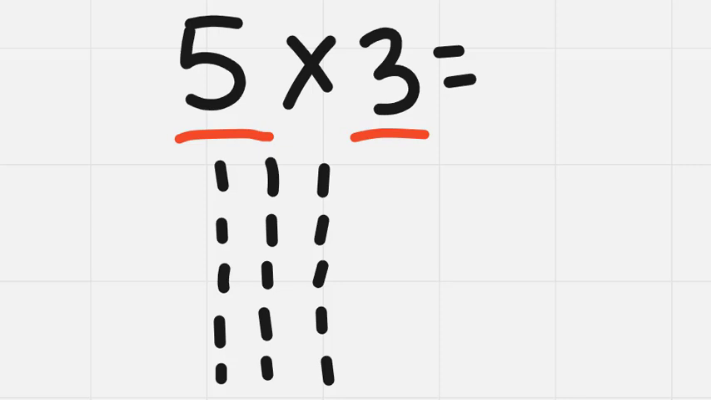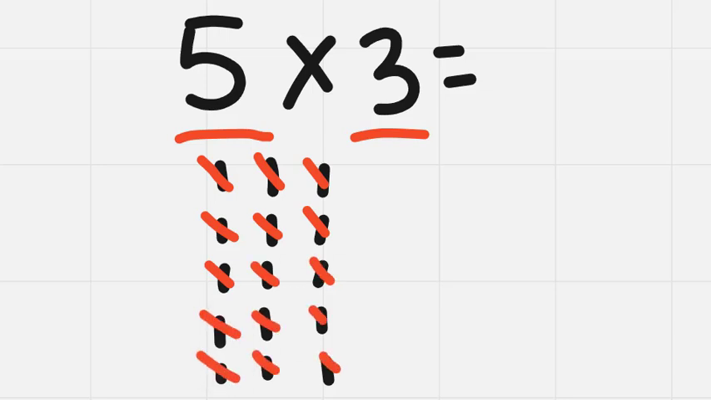This is one strategy to solve a multiplication problem. You can count the number in your array. 1, 2, 3, 4, 5, 6, 7, 8, 9, 10, 11, 12, 13, 14, 15. 5 times 3 is 15. Drawing an array helps you visualize a multiplication problem. It is also a strategy to help you answer a multiplication problem if you don't have your math facts memorized.